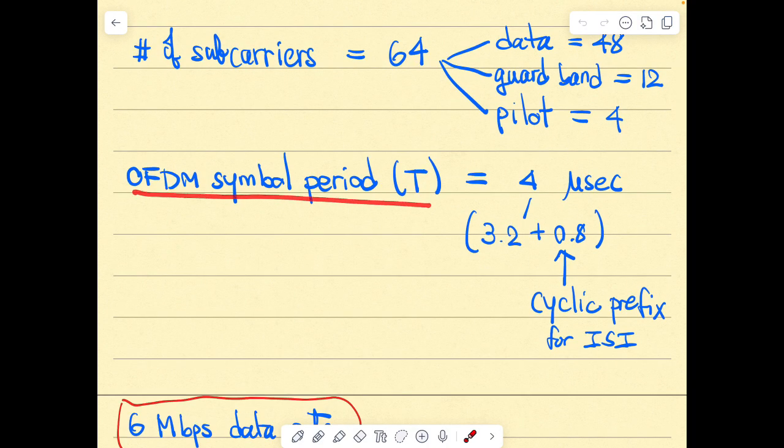The OFDM symbol period for 802.11a is 4 microseconds, right? 3.2 microseconds is for actual data, and 0.8 microseconds is for the cyclic prefix, which is used to deal with intersymbol interference. There's only one option here, which is 4 microseconds. In some later standards, there might be different choices for symbol period. The shorter the symbol period is, the higher the data rate will be.